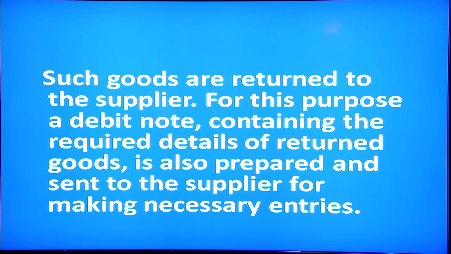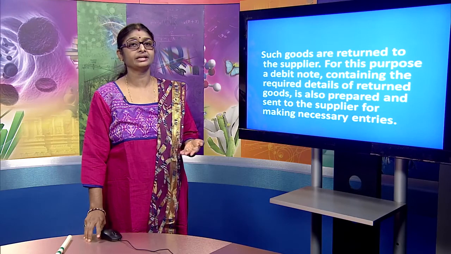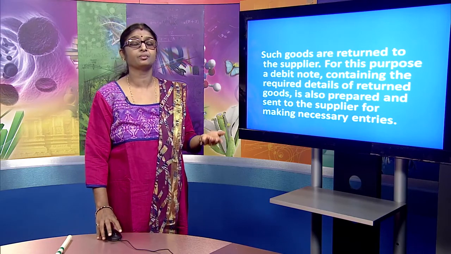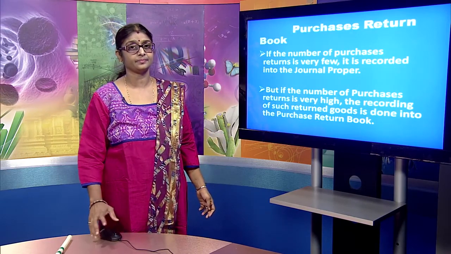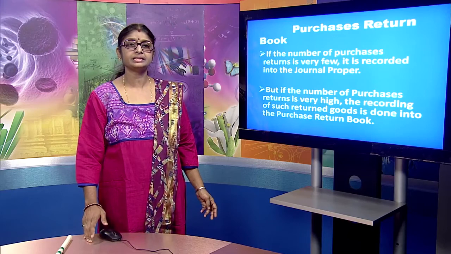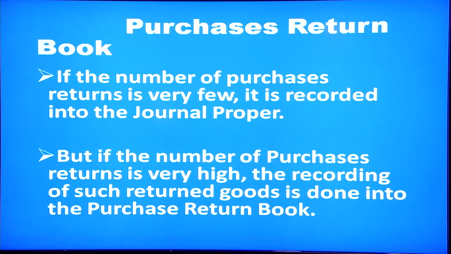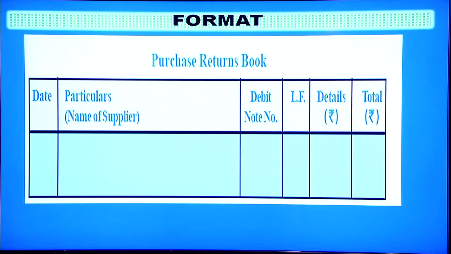And such returned goods are returned to the supplier, and for this purpose a debit note is prepared and it contains the details of the returned goods, and it is prepared and sent to the supplier for making necessary entries. If the number of purchase returns is very few, it is recorded in the journal proper. But if the number of purchases is high, then it should be recorded in the purchases return book. Here we have the format of the purchases return book.